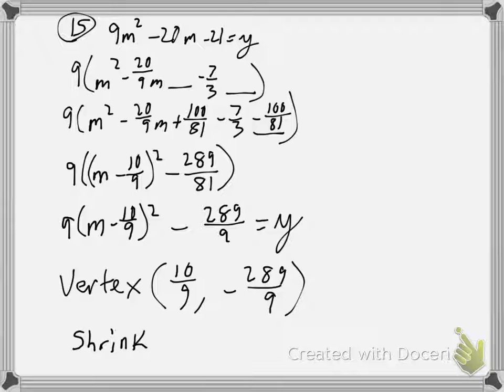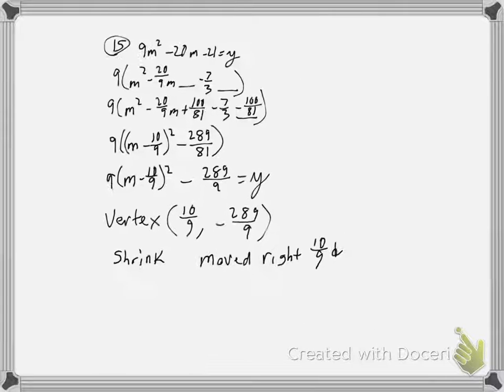And 9's positive, so I didn't flip. Do I have any negative A's on this one? Not on this sheet. You're not going to have any flips on this one. So I moved left or right? I moved right 10 ninths and down 289 ninths. You just write shrink.